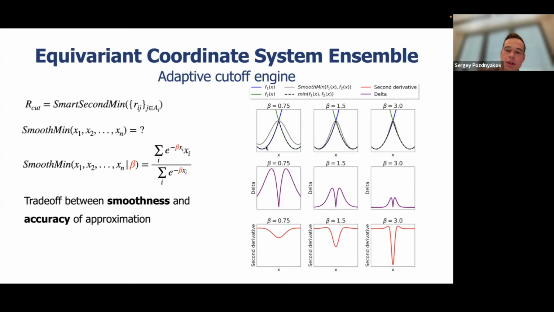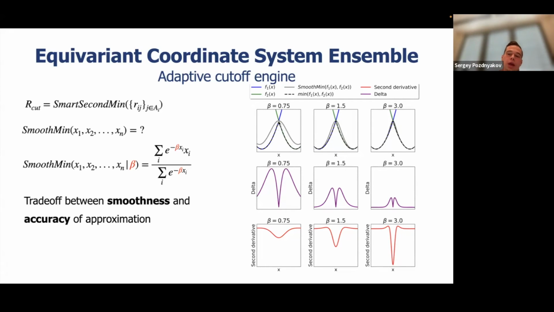As you can see, both the green and blue lines are smooth, but the real minimum between the two, the dotted black line, is not smooth. It has a cusp here. It is not differentiable here. The smooth approximation to a minimum, the green line, is smooth. It is differentiable here.